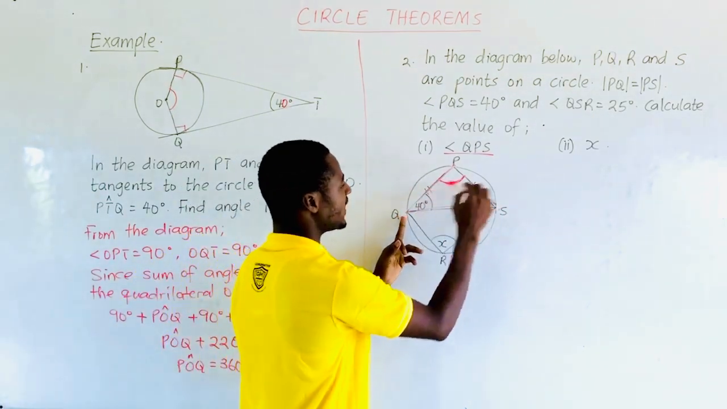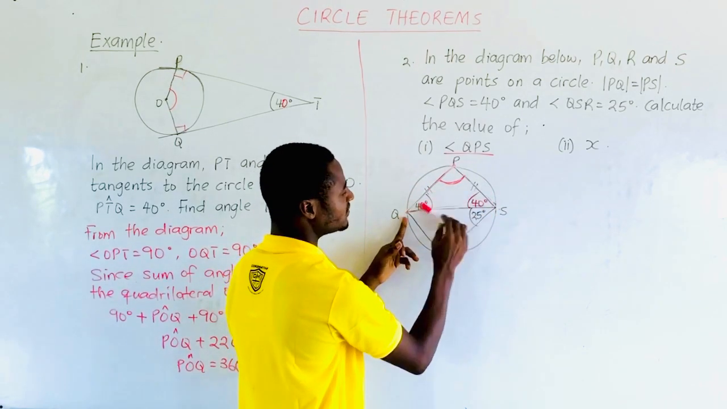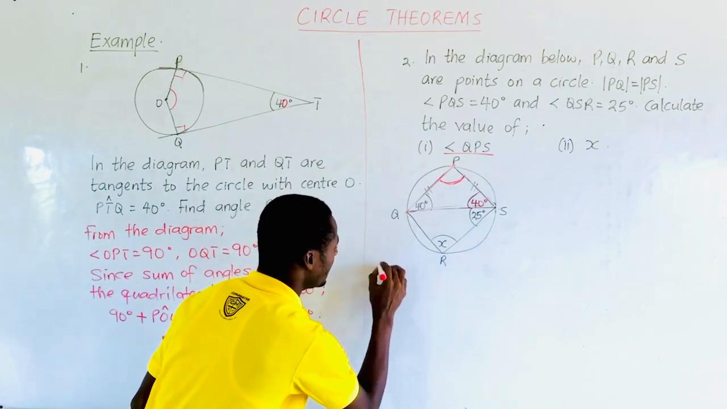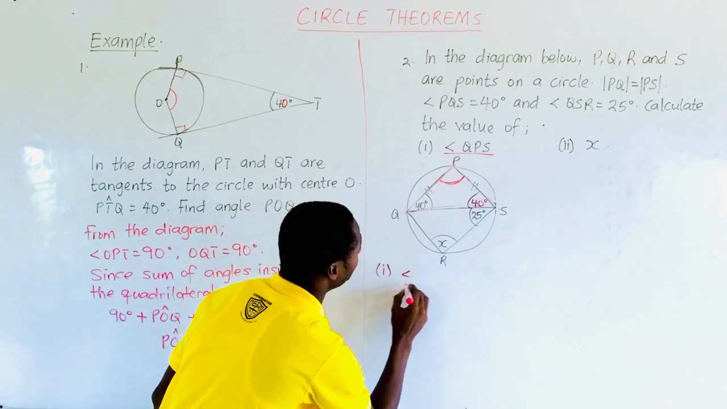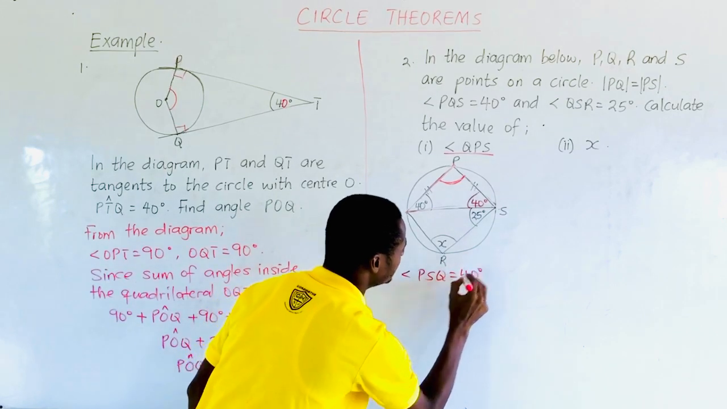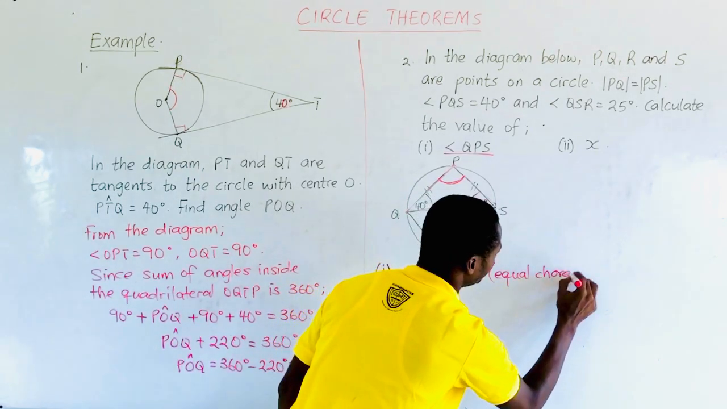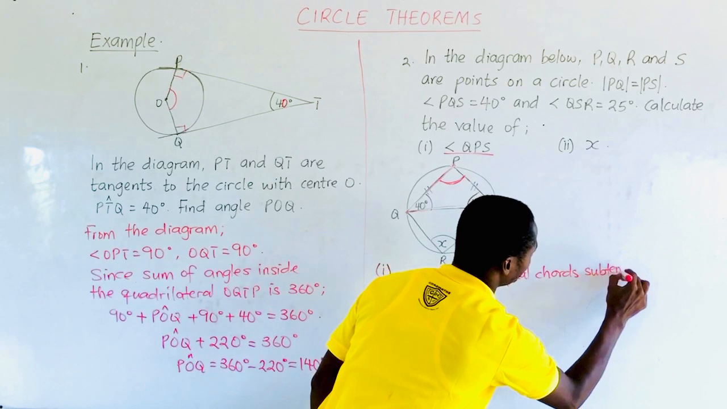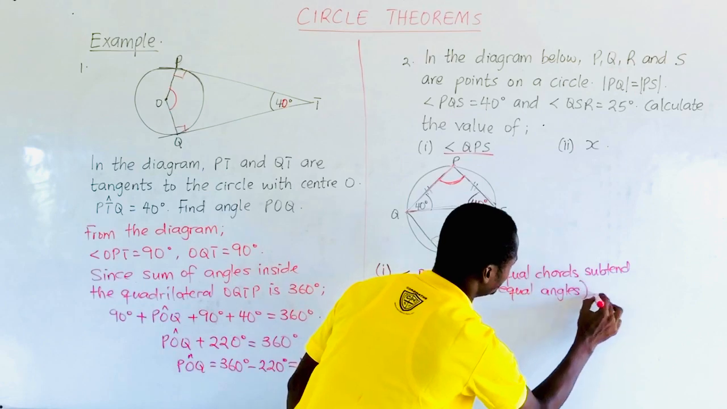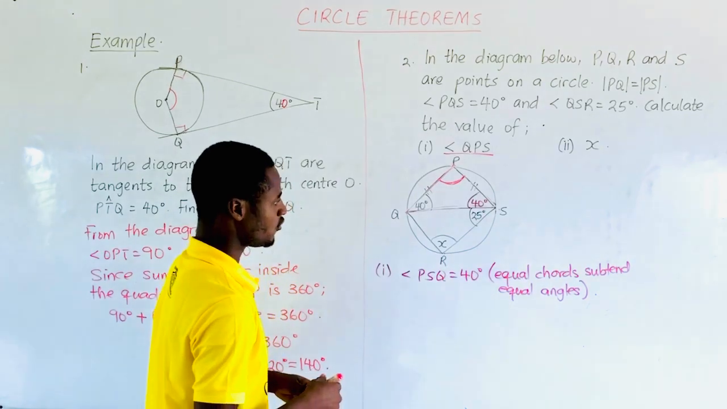Alternatively, since these two lines are the same, the triangle is an isosceles triangle, and so the base angles are equal. Then, we will say that angle PSQ is equal to 40 degrees. Then we will state that as equal chords subtend equal angles. Or you can also state that angles at the base of an isosceles triangle are equal.